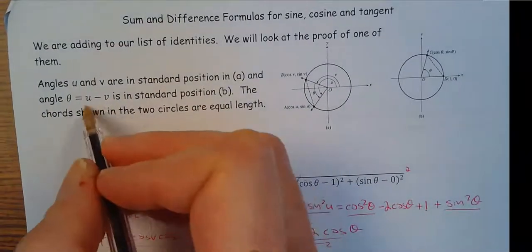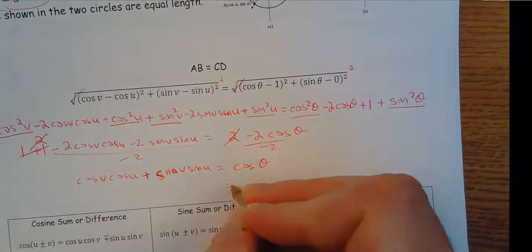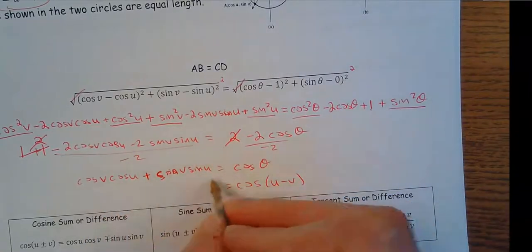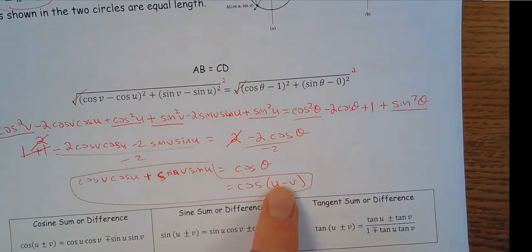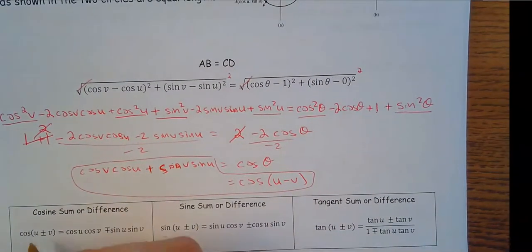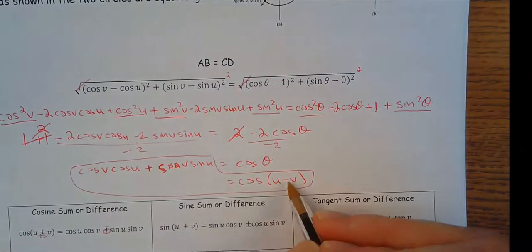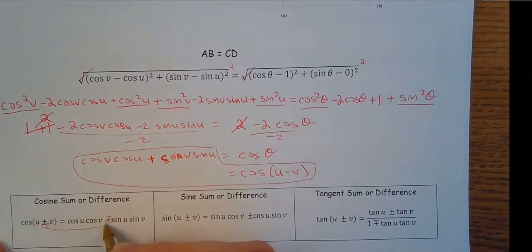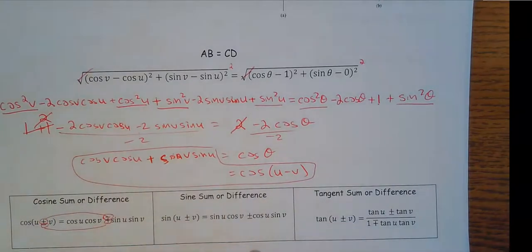And up above here, we said that theta equals U minus V. So I could take that out and say cosine of U minus V equals all of this. Notice when I'm subtracting, it's a plus. And then if this was a plus in here, that means that would be a minus. So when it's a minus, this is joined with a plus. When it's a plus, this is joined with a minus.